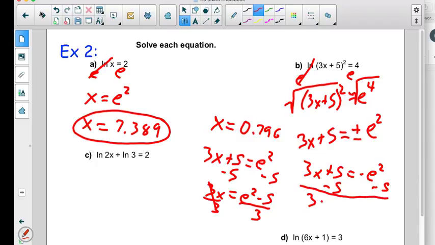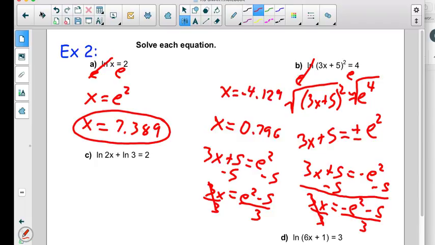So we get 3x equals a negative e squared minus 5. Now divide by 3. What do you get for this x? Negative 4.129.